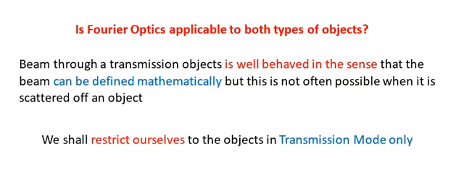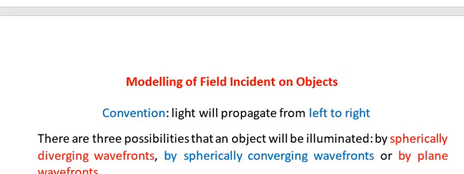We have discussed earlier two types of objects: objects in transmission mode, or objects in the reflective or scattering mode. And we shall restrict ourselves to the transmission mode only. That is, we shall use only those objects through which the light will pass. A beam through a transmission object is well behaved, in the sense that the beam can be defined mathematically, but this is not possible when it is scattered off an object. So therefore, we shall restrict ourselves in Fourier optics to the objects which are in the transmission mode.